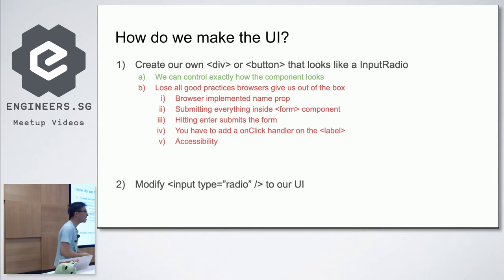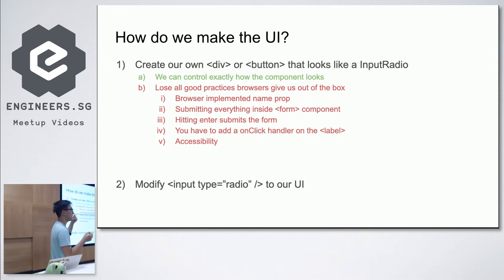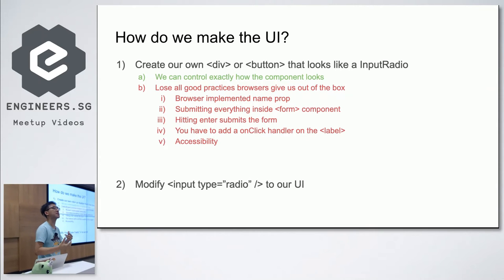The good point is that it will look exactly like what it should look like. And the bad point is that I think there are quite a few bad points. First of all, there is a lot of out-of-the-box browser stuff that gives you good stuff. One of it is like the name prop. One of it is that when you submit the form, you just grab all the inputs and throw them together. You have to put an on-click handler to the label, which is what I showed just now. And another thing is accessibility.